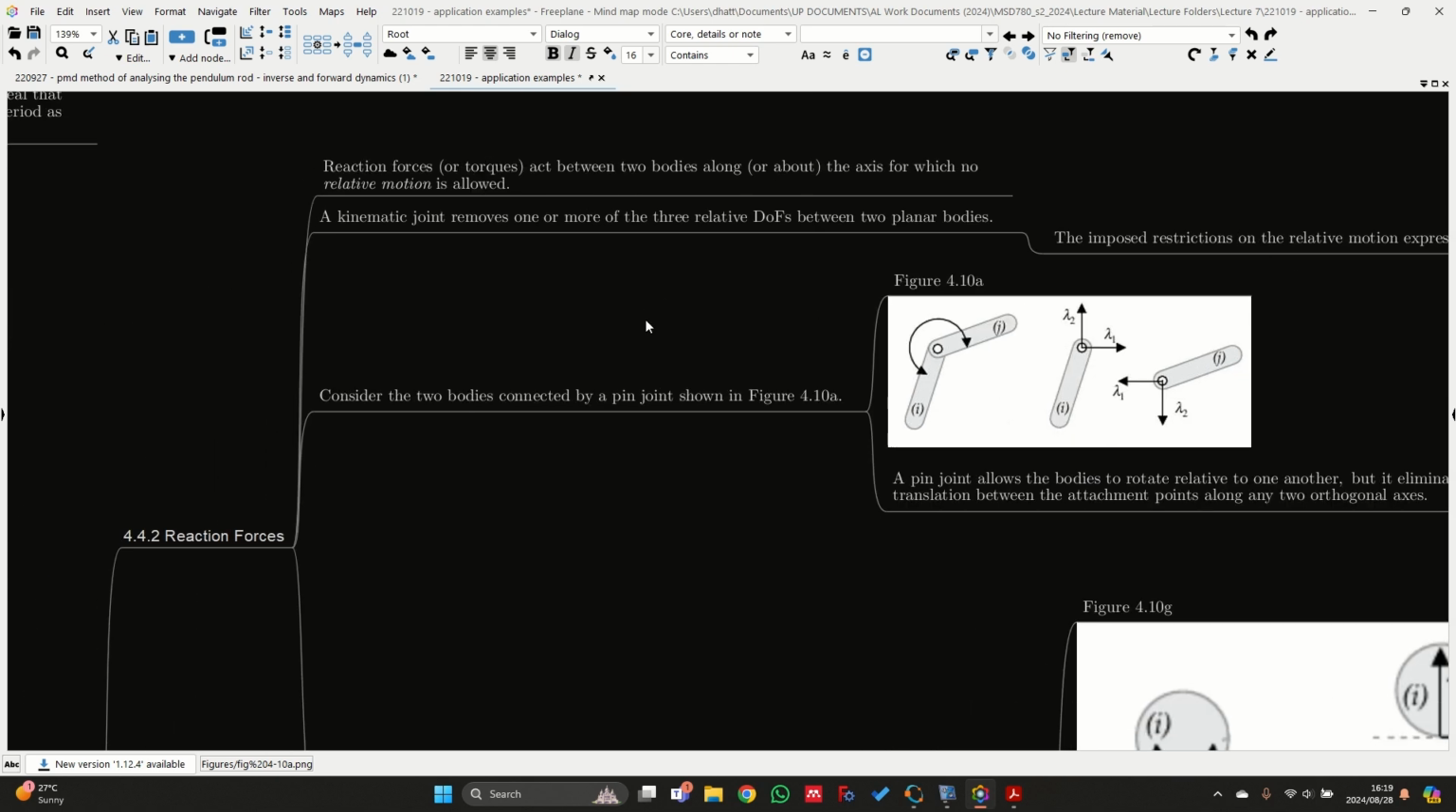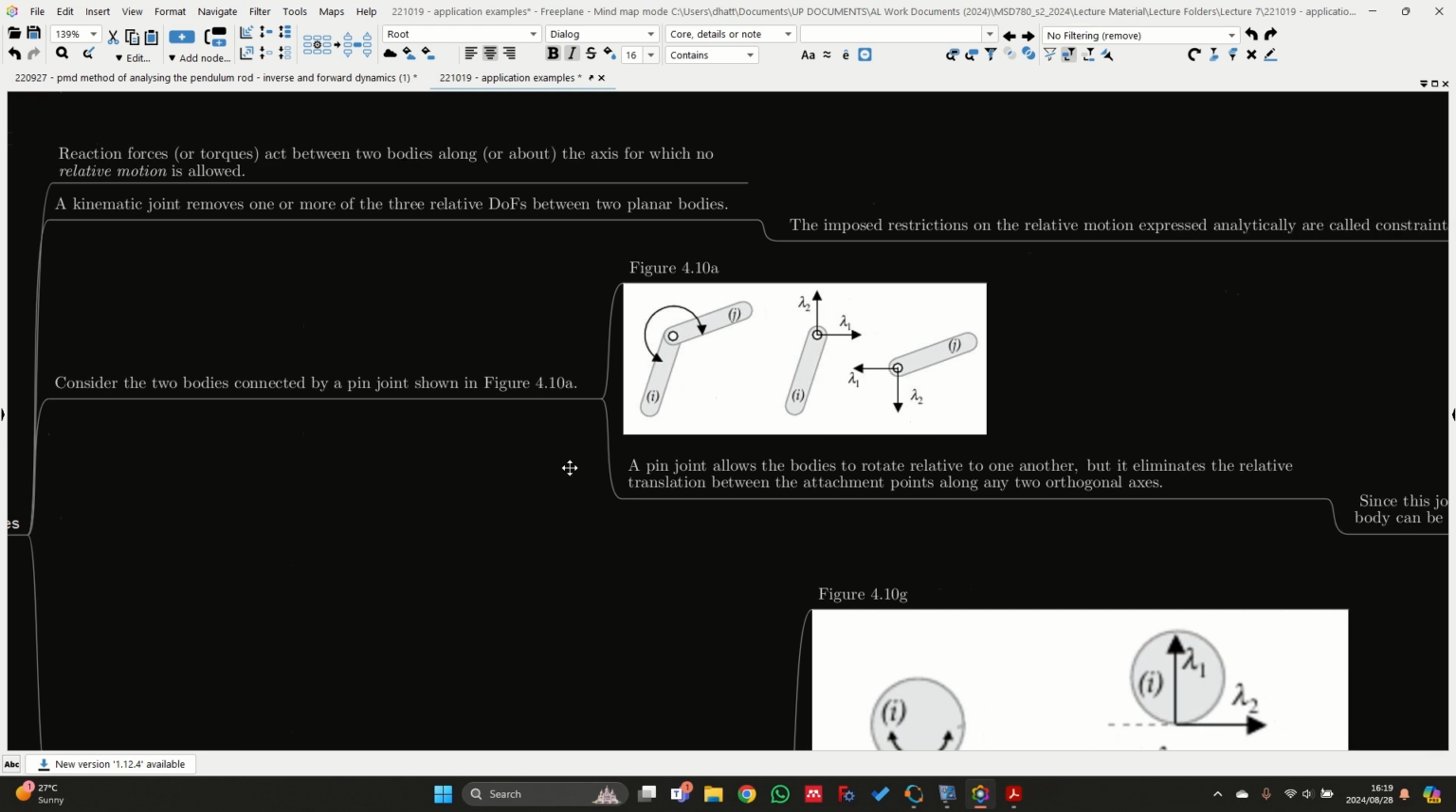So we can consider the two bodies connected by a pin joint, shown in figure 4.10a, and this is once again something that we considered previously. We know that this double arrow indicates relative rotation between the two bodies, and this is now an assembled view. If we disassemble these two bodies, i and j, from one another, we end up with reaction forces in the x and y, or in the 1 and 2 directions.